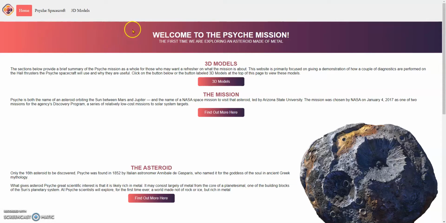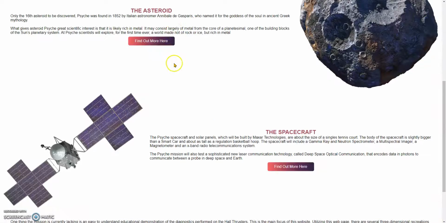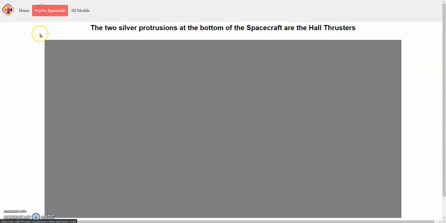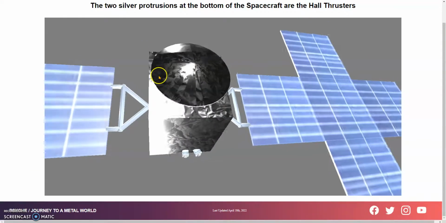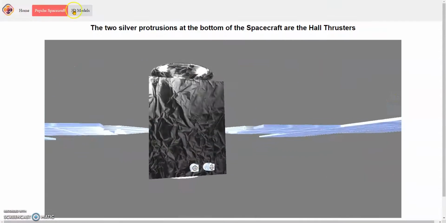Here you are viewing our website that we've created to demonstrate our visualizations. This is a homepage with general information about the mission, the asteroid, and the spacecraft that is going to be used on this mission. Moving on to this tab, we have our own rendition of the Psyche spacecraft, and as you can see, where the Hall thrusters are.